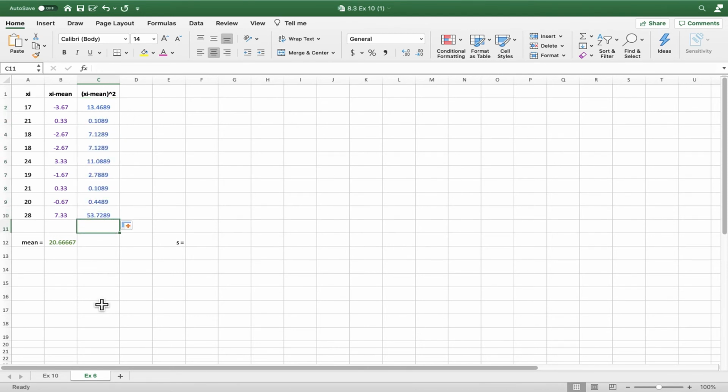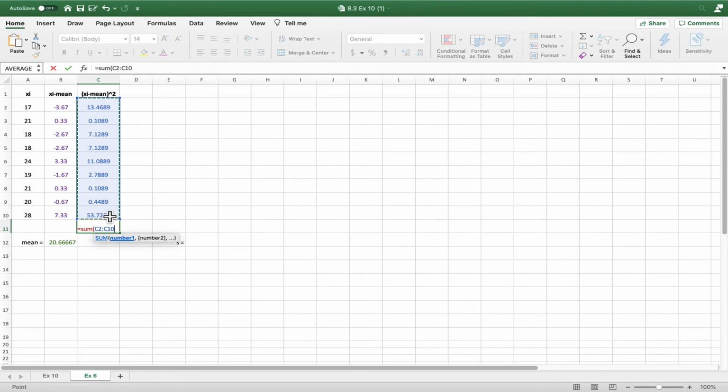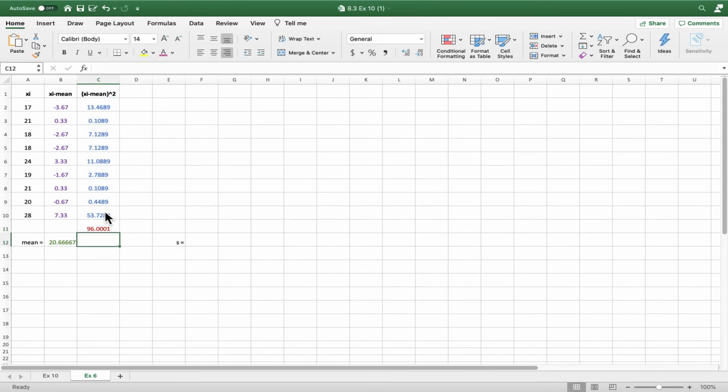And then I want to find the sum down here. So we say equals sum, open parenthesis, and select these values because that's what we want the sum of. Close, enter. Just what we found before. And now for the standard deviation, we need to fit in our formula. Remember, it's the square root of the sum divided by n minus 1.